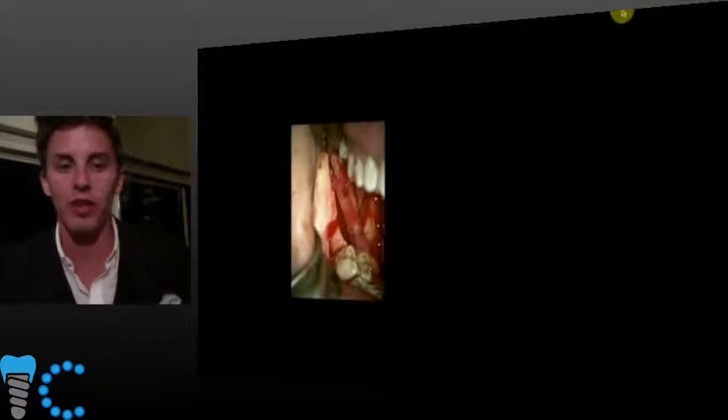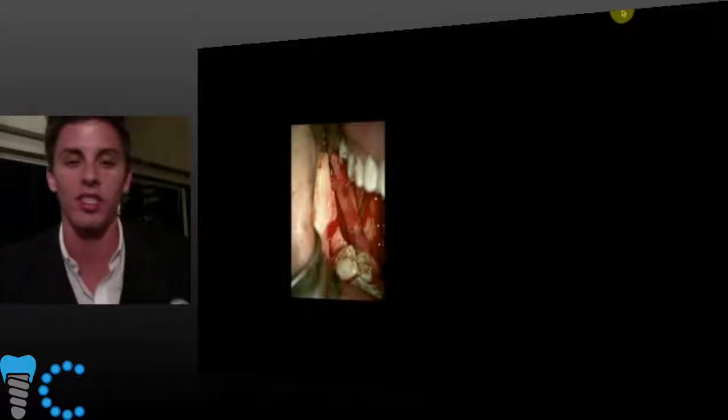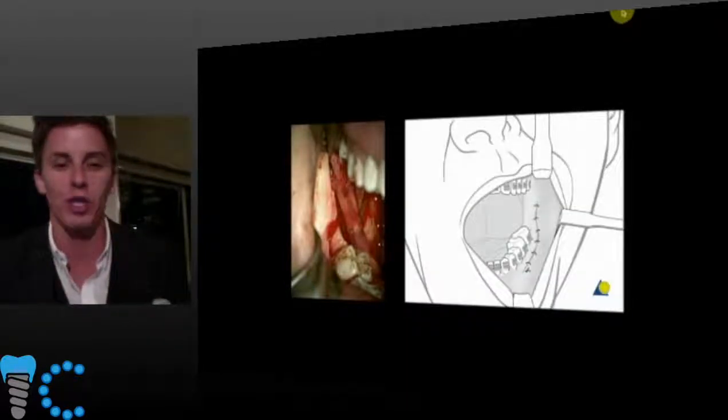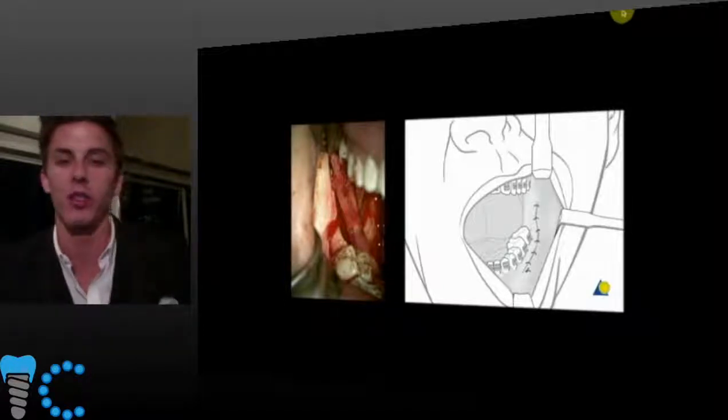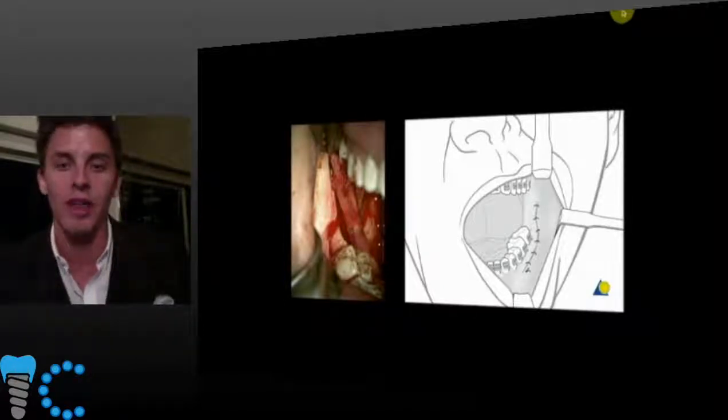So here we go. This is us removing the rubber component and in the process of closing. So what we do in terms of closing, we do close the muscle layer underneath with Vicryl, and then we do close the oral mucosa typically with Vicryl or chromic suture.